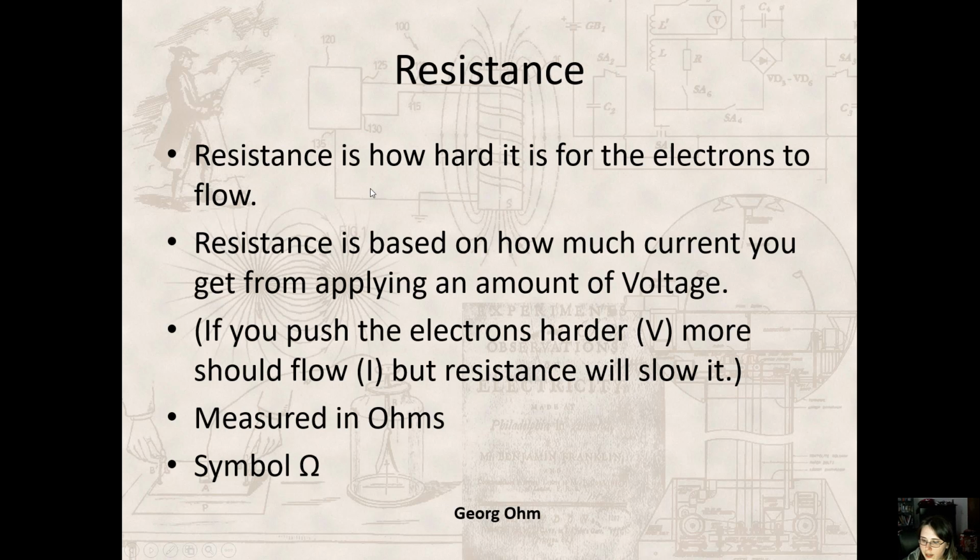So resistance is how hard it is for electrons in a wire to flow. Resistance is based on how much current you get from applying an amount of voltage or potential difference. If you push the electrons harder, so there's a greater potential difference, then that means more current should flow, but the resistance will slow it down. And it's measured in ohms, which is the Greek letter omega.